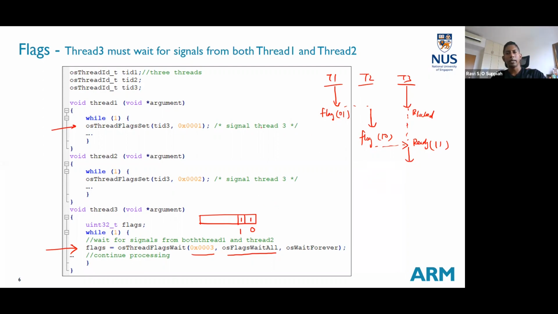Okay, so in the lab manual that I have uploaded, you are going to be trying out some of these, correct? The thread flags as well as event flags and message queues, and then you can see for yourself the different types of behavior.